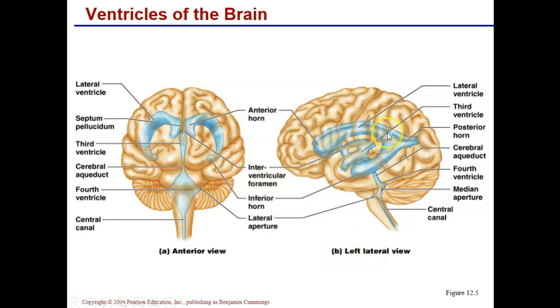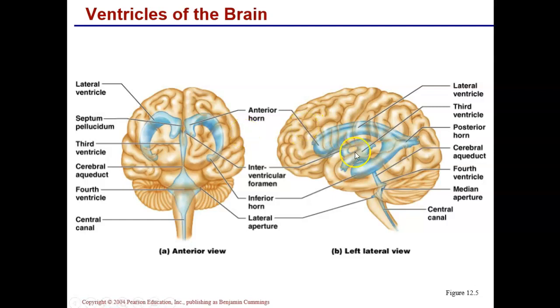First, you see these two C-shaped ventricles right here. These are called the lateral ventricles. Now, you could get really specific about different anatomical parts. They have like an anterior horn, a posterior horn. I don't want you to worry about that. The only thing I need you to remember is that these two structures here are the lateral ventricles, and they're going to be filled with cerebrospinal fluid.